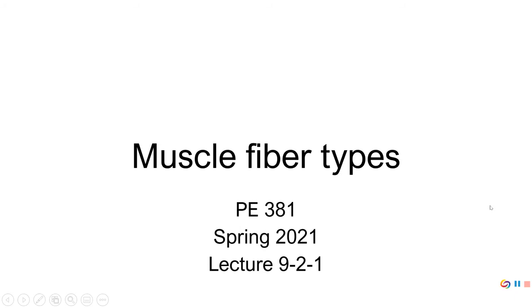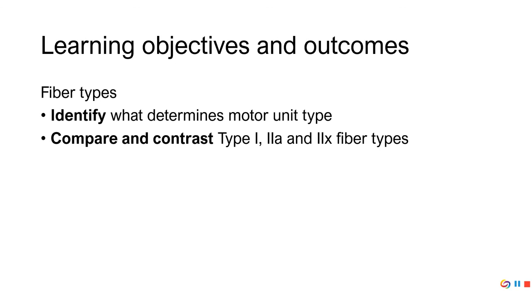So we're going to finish off the last day of the neuromuscular section by talking about muscle fiber types. Much of this will be review from your introductory physiology class, but it's important to understand as we go forward, especially the more we learn about exercise. So here are two objectives for these 7 or 8 slides that we're going to go over.